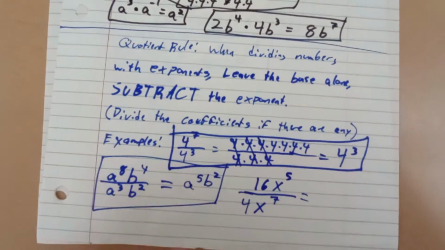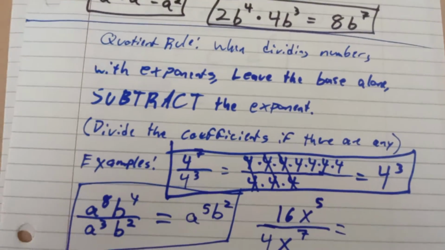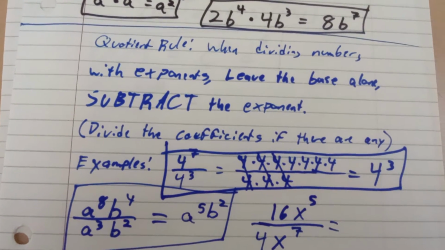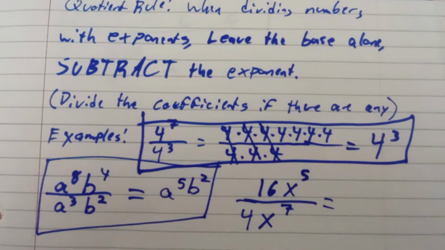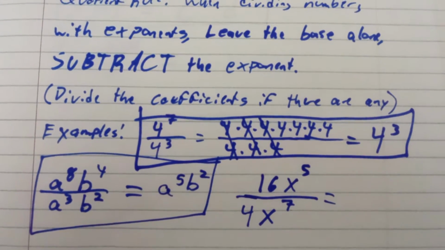The quotient rule is very similar. It states when dividing numbers with exponents, you will again leave the base alone and subtract the exponent. However, in the event that there are coefficients, you will divide the coefficients.